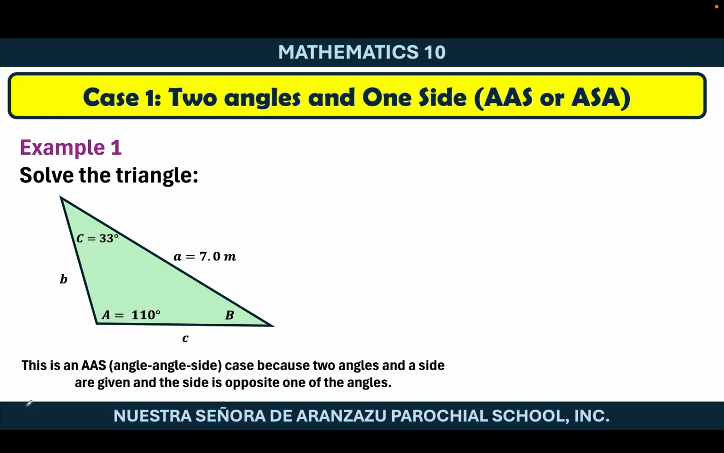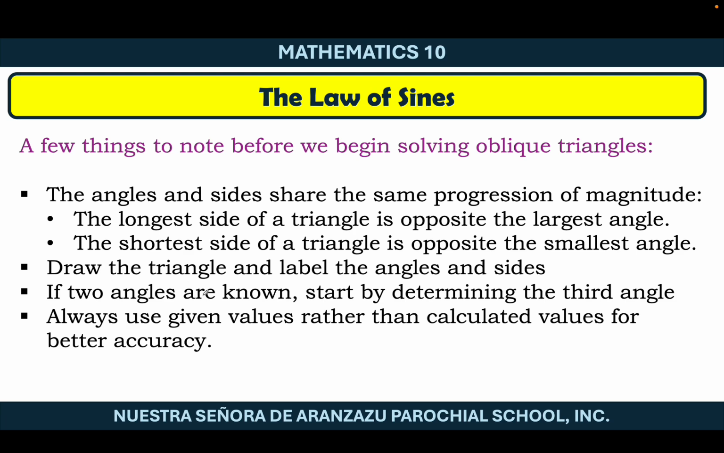Now, angle A has an opposite side a which is 7 meters, and another given is angle C which measures 33 degrees. As we can see, the given are two angles and one opposite side. So this falls under the angle-side case, or case 1. Now, if two angles are already given, what did we say? If two angles are known, start by determining the third angle.